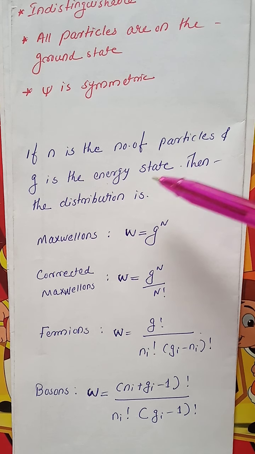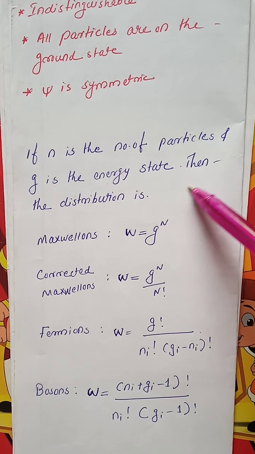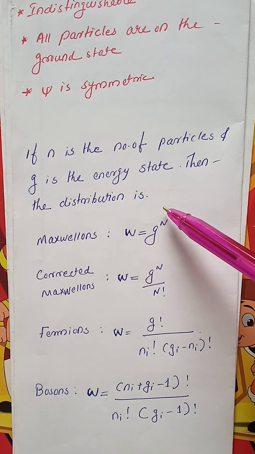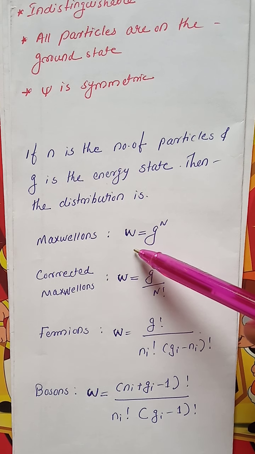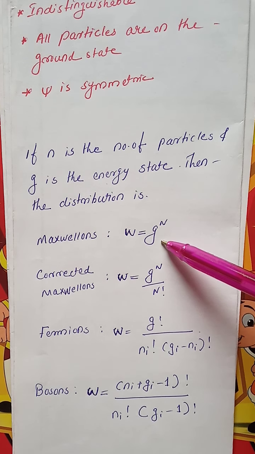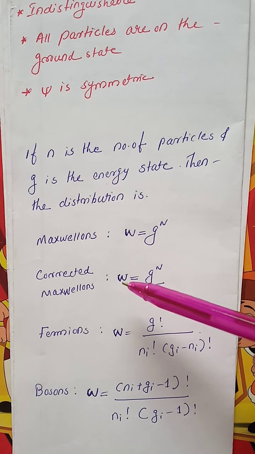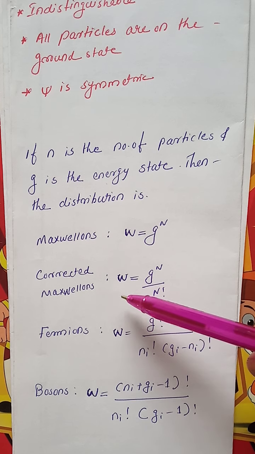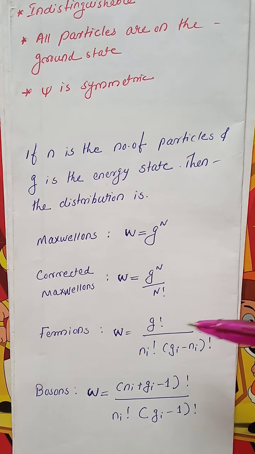Next one, if n is the number of particles and g is the energy state, then the distribution equation is, in case of Maxwell-Boltzmann, omega is equal to g raised to n. Here g is the energy state, n is the number of particles. And in case of corrected Maxwell-Boltzmann, omega is equal to g raised to n divided by n factorial.